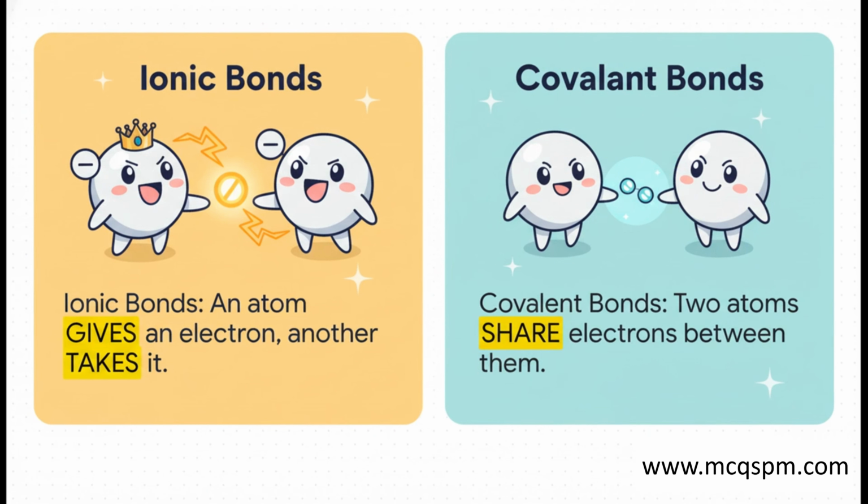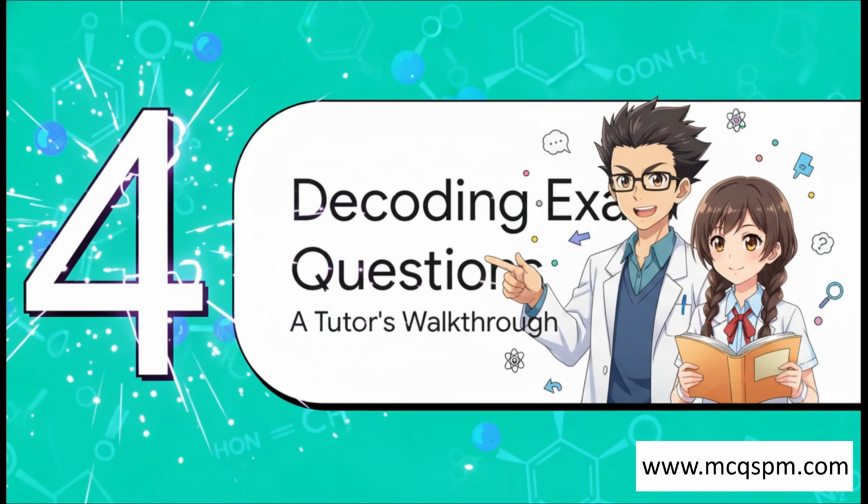Seriously, if you walk away with just one thing from this whole comparison, let it be this. This is the absolute core of it. Ionic is about giving and taking. Covalent is about sharing. It's a partnership. Simple as that. Okay, theory's done. You've got the knowledge. Now let's put it to work.